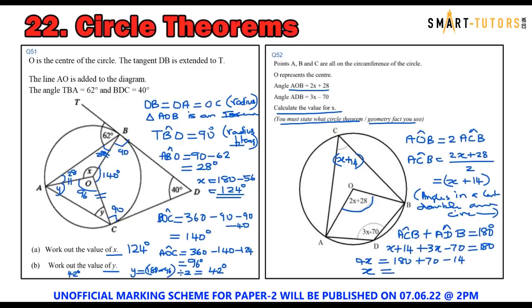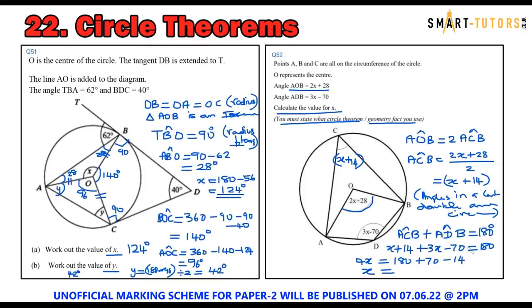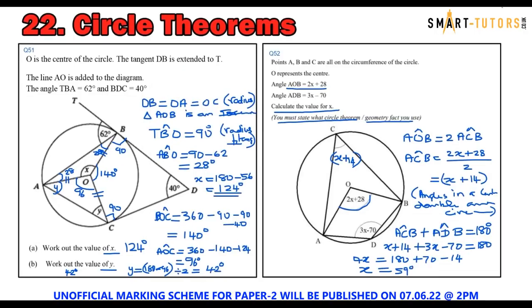I'm not going to be taking any risk calculating mentally. I'm just going to be using the calculator. So 180 plus 70 minus 14, that gives an answer. Divide by 4 and that gives 59 degrees, a whole number. So that is the circle theorem answer. That is topic 22 for circle theorems.